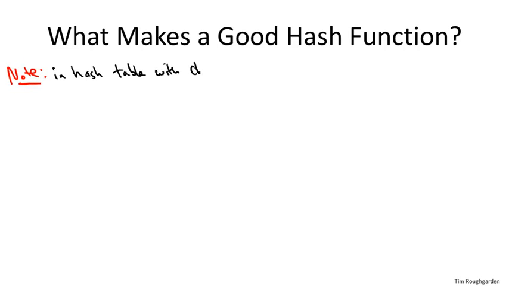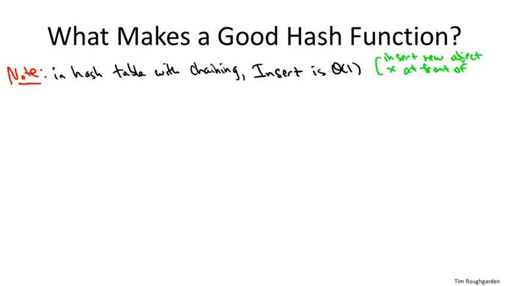chaining? Well, the happy operation in a hash table with chaining is insertion. Insertion, we can just say without any qualifications, is constant time. This requires the sort of obvious optimization that when you do insert, you insert something at the front of the list in its bucket. There's no reason to insert it at the end. That would be silly. So the plot thickens when we think about the other two operations, deletion and lookup.